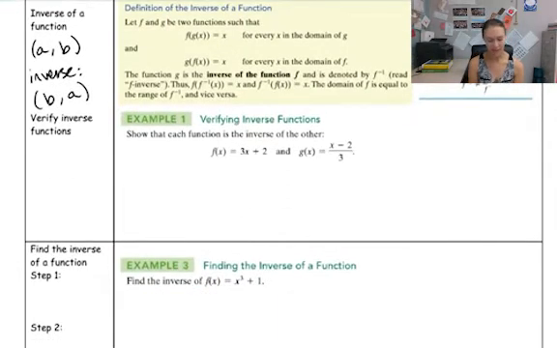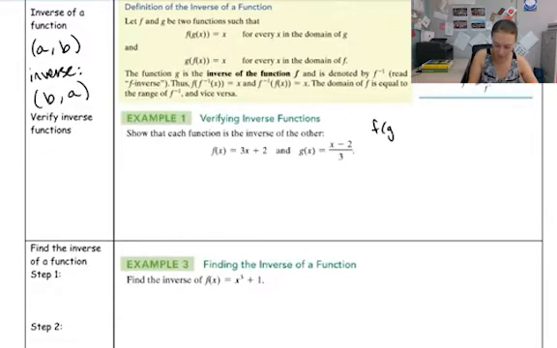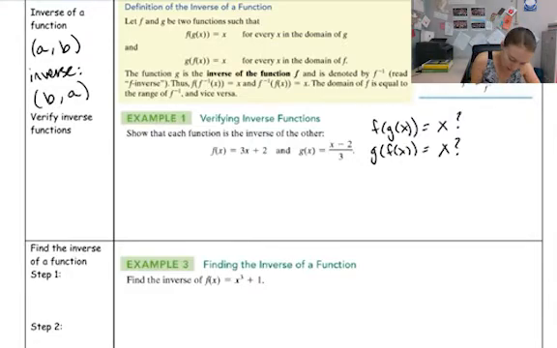I want to verify that these two functions, f of x and g of x, are inverses of each other algebraically. So what I want to check is to see if f of g of x equals x. And then I also want to check the other direction, that g of f of x equals x. So I'm going to do each one of these, f of g of x.